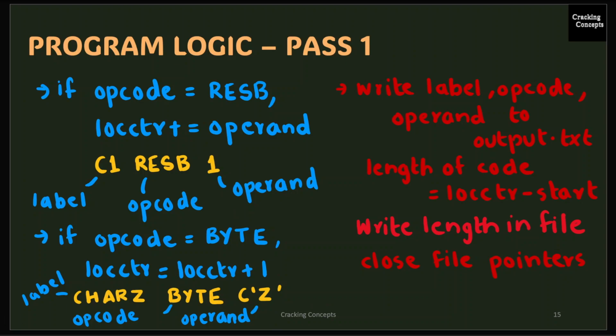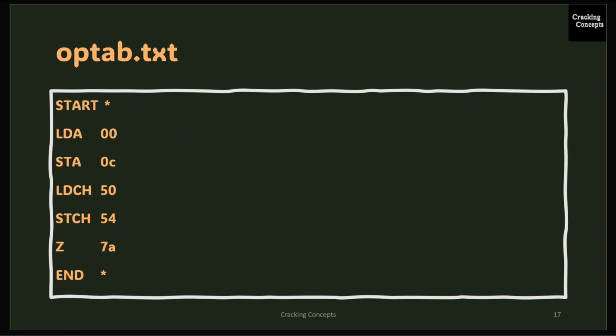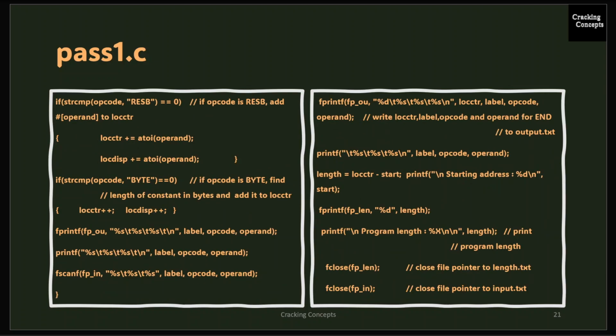Finally, the label, opcode and operand are written to the intermediate file or output text here. Then the length is calculated. Now the length will be written into the file. Now all these calculations are happening in the decimal format. Finally, all the file pointers are closed. Now this is what the input looks like. This is the label field, opcode field and the operand field. This is the optab. This is the program whose logic I explained just now.